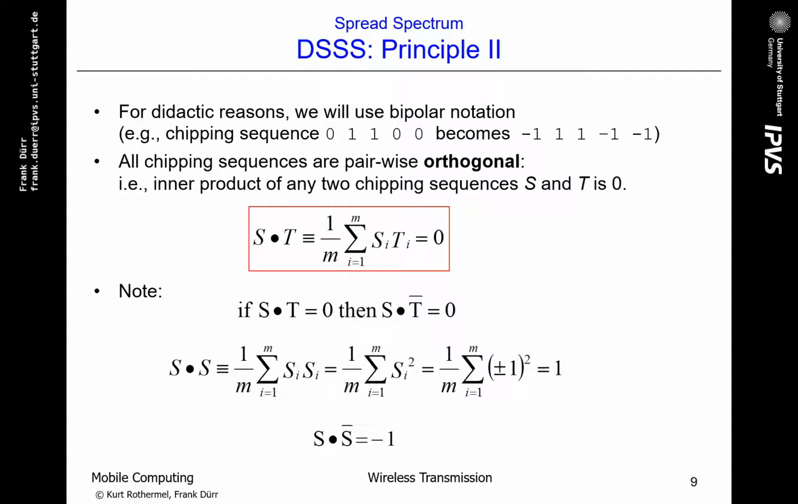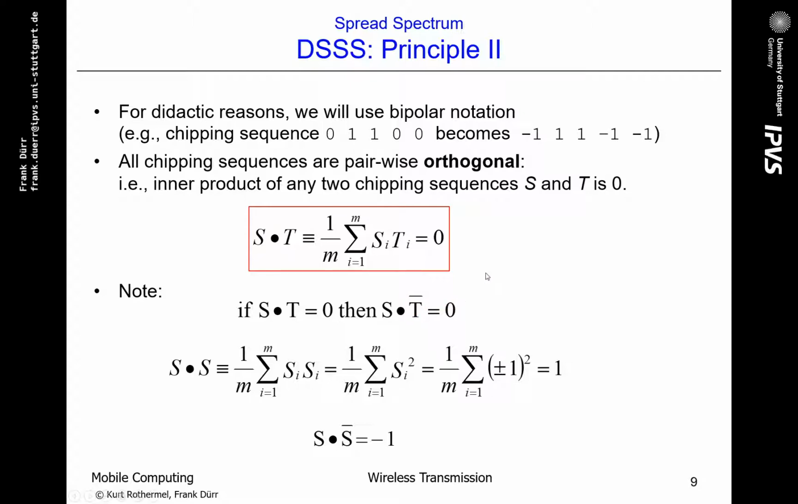Okay, now having the definition of two chipping sequences being orthogonal, we can make some observations. Our first observation is if two chipping sequences S and T have an inner product of 0, then also the inner product of S and the inverse of T is actually 0.